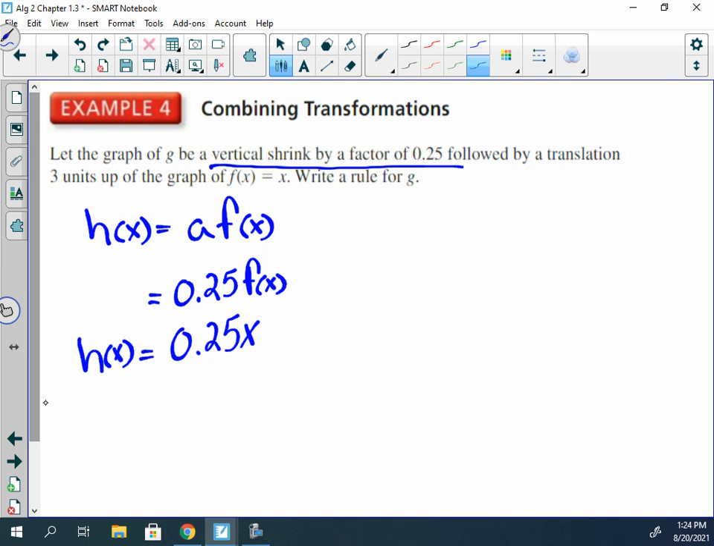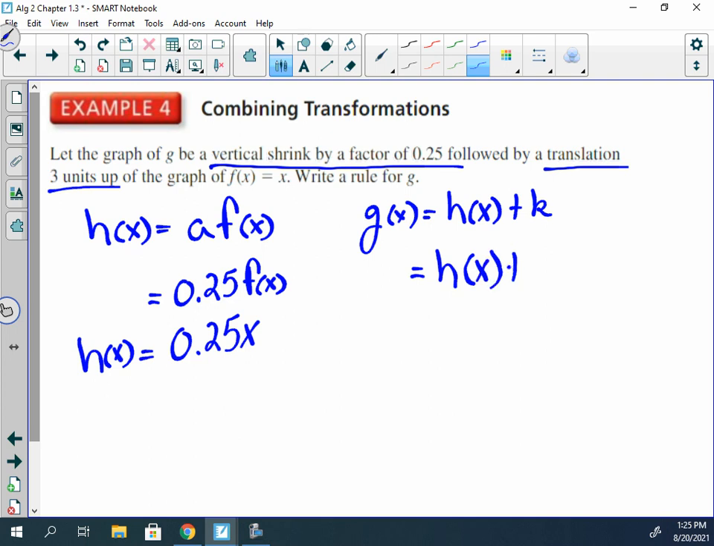Okay. Our next transformation is a translation of 3 units up. So for our g of x, we'll be using h of x plus k, because before we would just use f of x, but since our new function is h of x, we're taking it and moving it up or down. Here we're moving it up 3. So really what we're saying is that I have h of x plus 3, because we're moving it 3 units up.